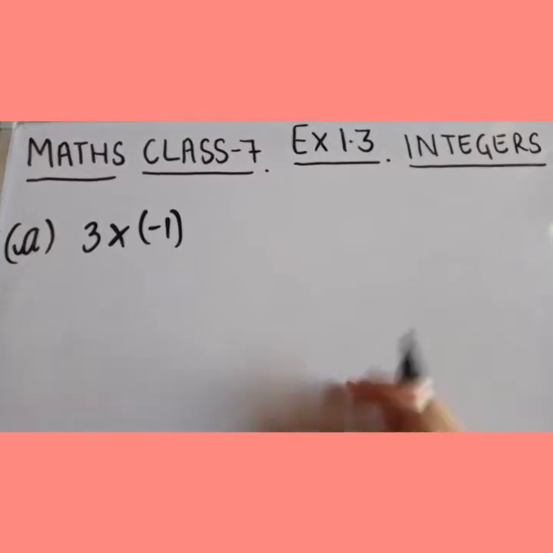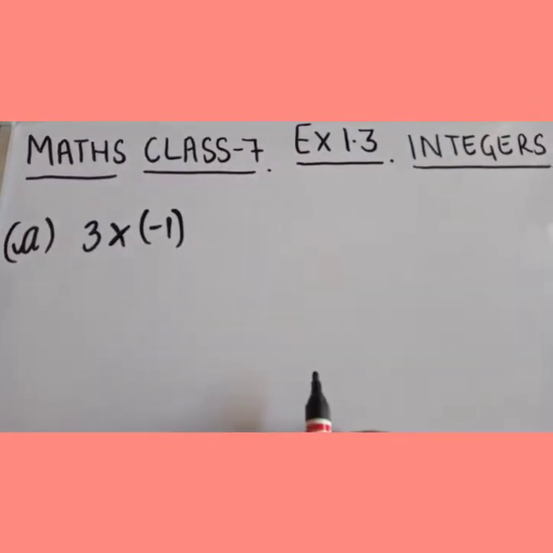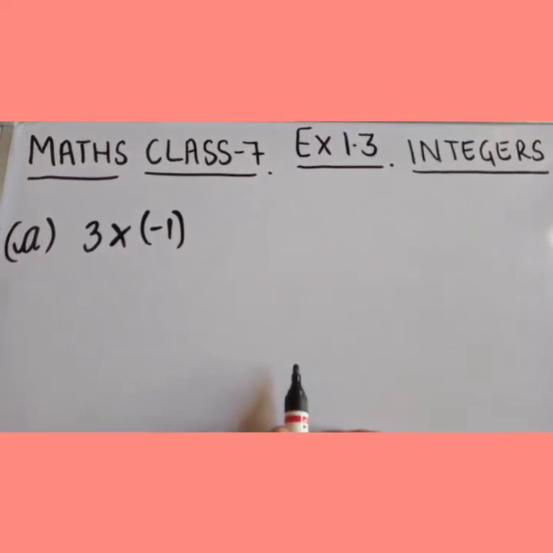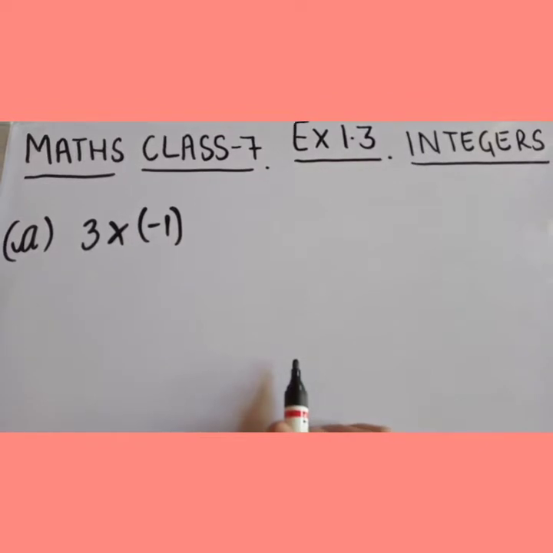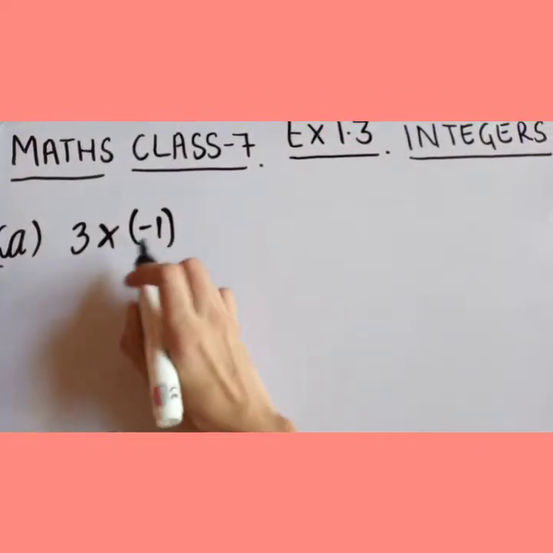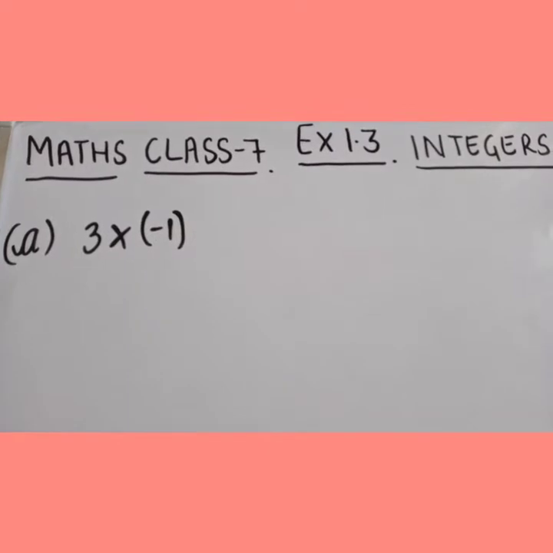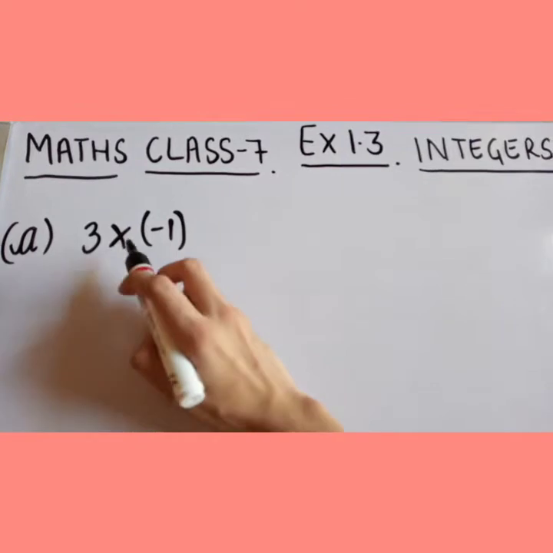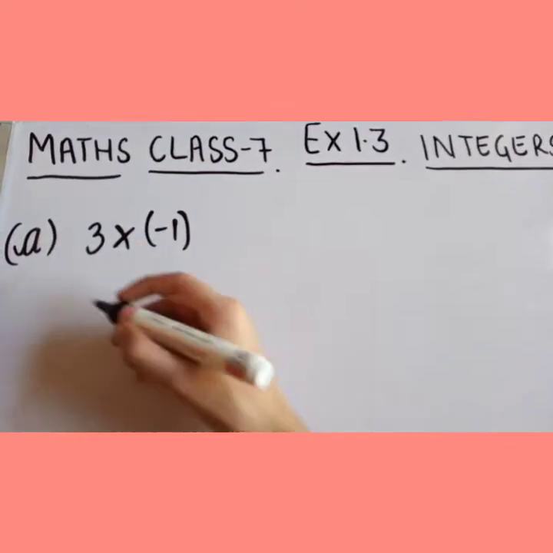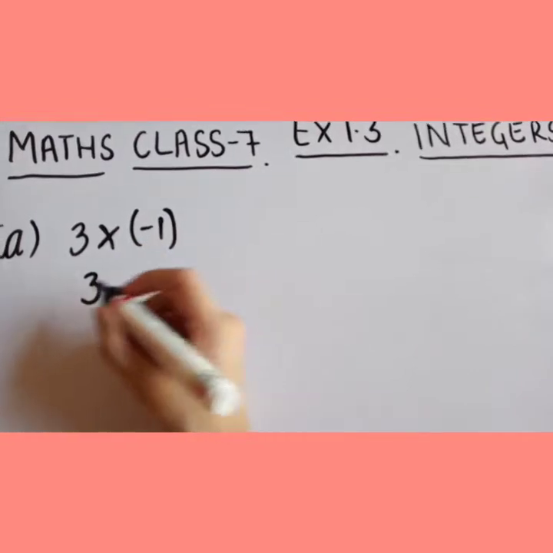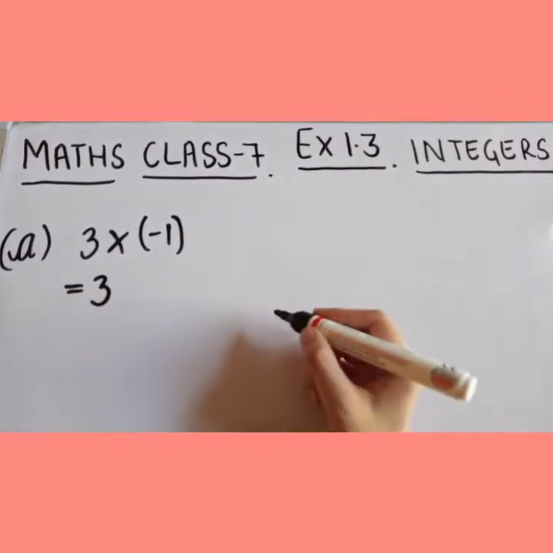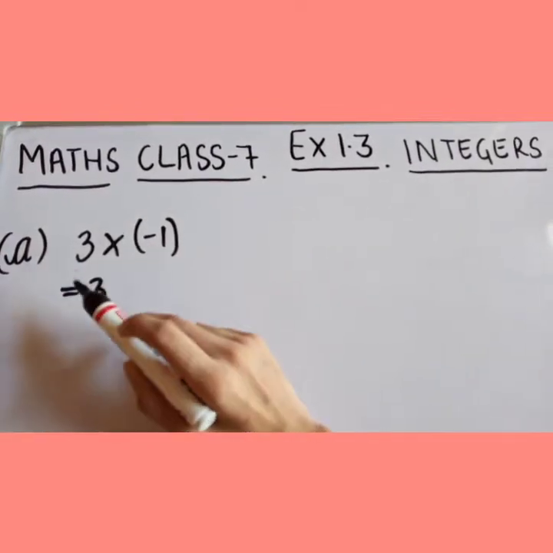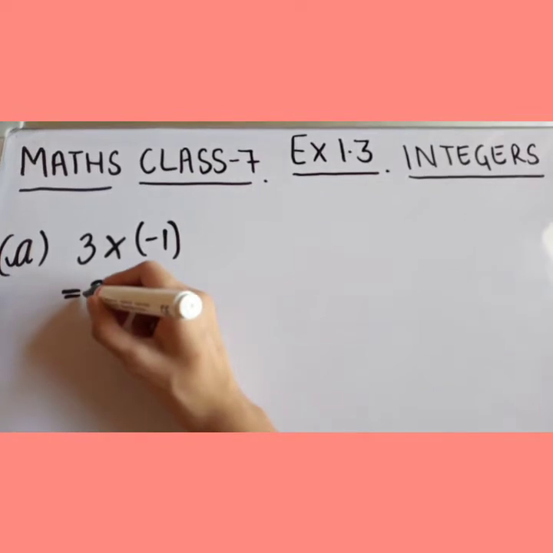Now you have to multiply them. The question says this only, that you have to find the products. Now, first of all, we will forget about the signs and focus on the numbers. So 3 multiplied by 1 is 3. So let's write down 3, and I have told you that plus minus gives us minus.